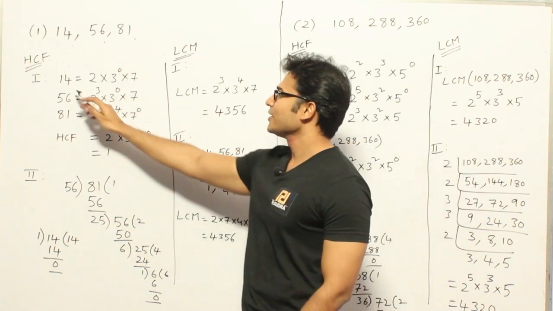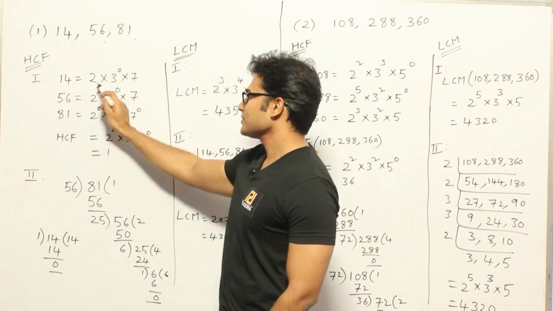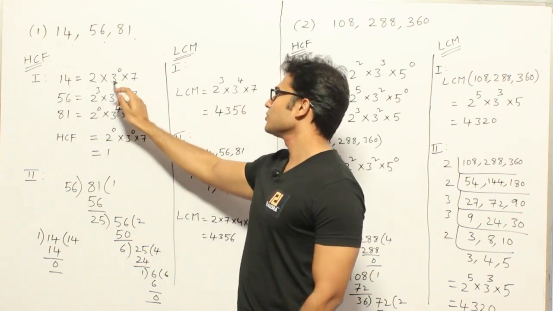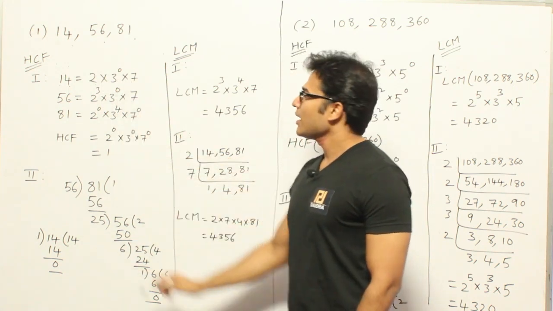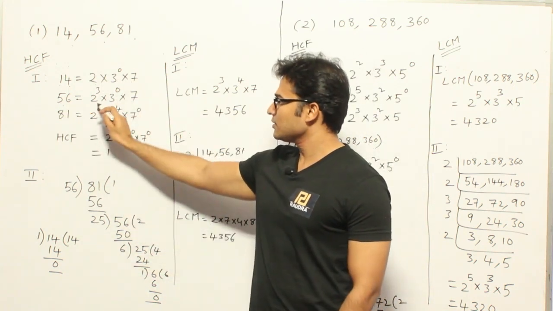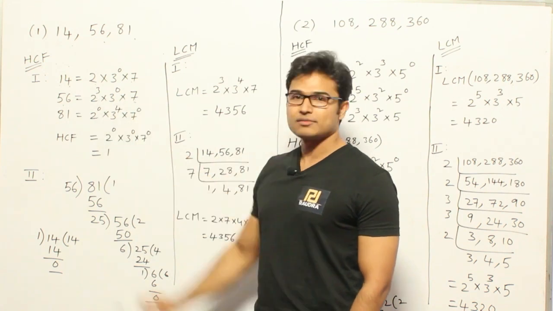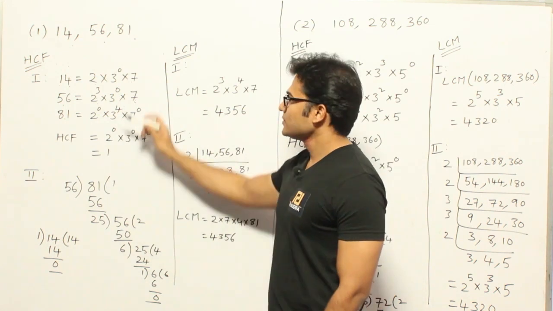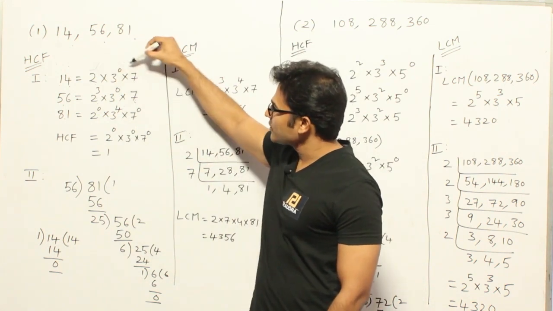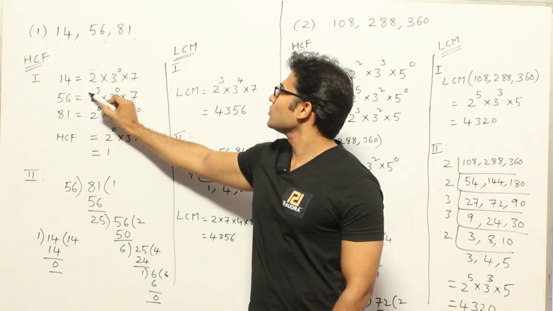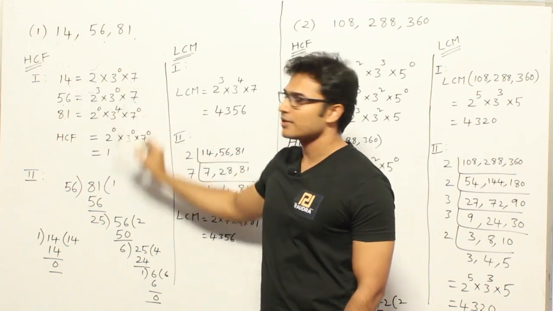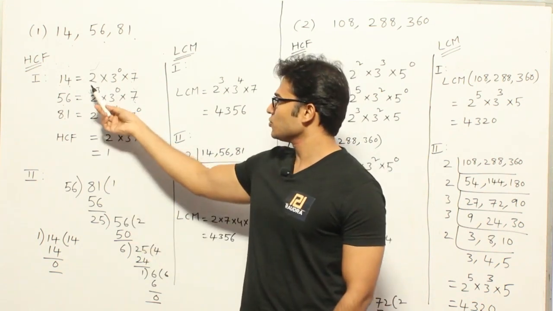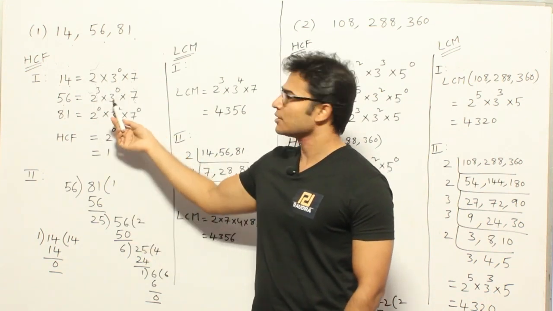So this method says that express every number as product of prime factors. If you take 14, 14 can be expressed as 2 into 7, right? And 56 can be expressed as 8 into 7, that is 2 power 3 into 7, so prime factors. And 81 can be expressed as 3 power 4, right? Now if you see this, we have 2 and 7 here, and we have 2 and 7 here, and we have 3 here, right? So overall, the prime factors we have written are 2, 3, and 7.